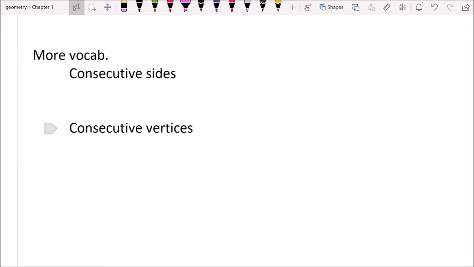All right, a little bit more vocab before we get into some problem solving. We need to talk about the concept of consecutive sides and consecutive vertices. I think I remember the first time I heard the word consecutive, it was about baseball. They would say, Mark McGwire has hit home runs in 5 consecutive games, meaning 5 games in a row.